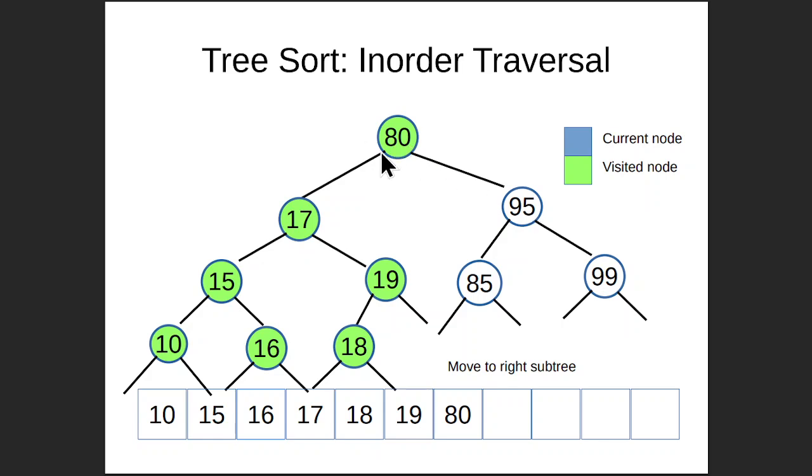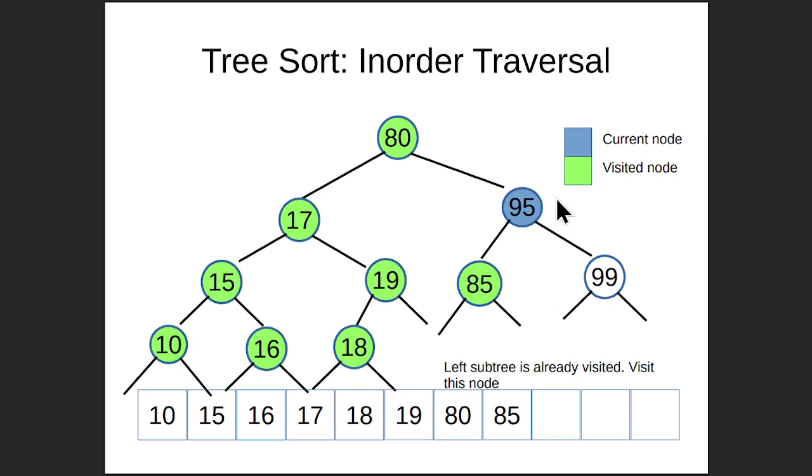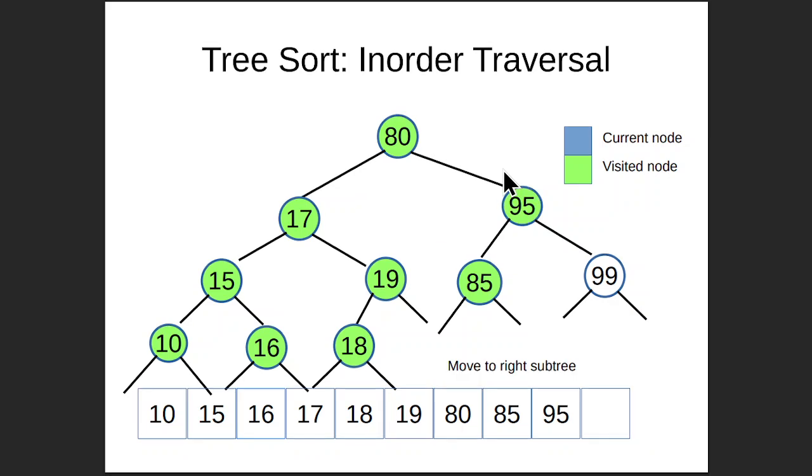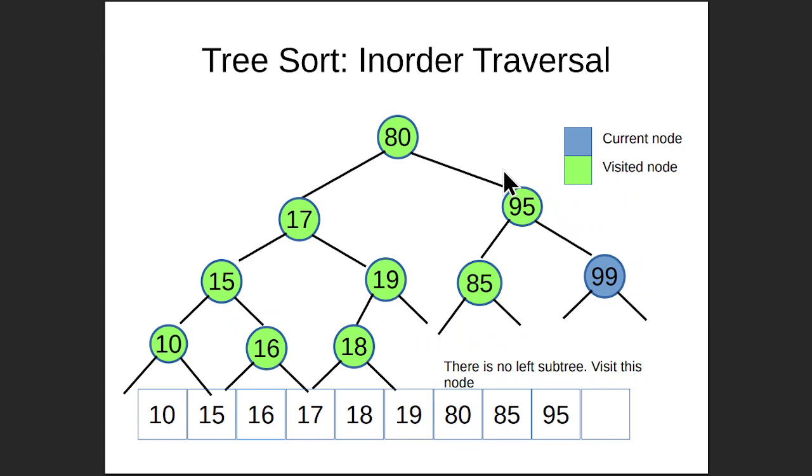Then we visit the right subtree of 80. We encounter 95, but 95 still has a left subtree, so we go there. Now we try to visit the left subtree of 85, which is null. Therefore, we visit 85, and then try to visit its right subtree, but that is also not there. Therefore, we go back to its parent, which is 95. Here we have already visited its left subtree. Therefore, we can visit 95 and then visit the right subtree of 95, which is 99.